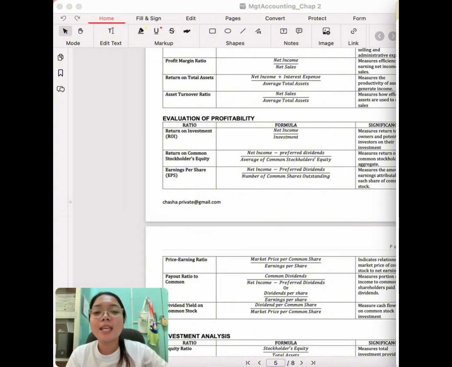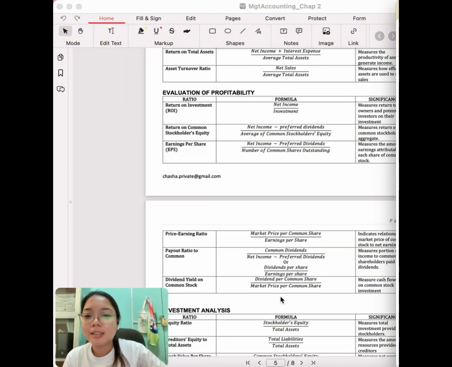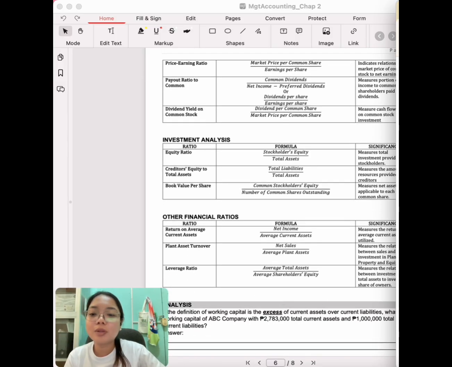Okay? Next, we have the investment analysis. Dito na tayo sa baba. Ayan. So, for the investment analysis, this section focuses on the resources provided by stockholders and creditors and the value attributable to common shares. So, meron tayong tatlong ratios dyan. First, we have the equity ratio. Its formula is stockholders' equity divided by total assets.